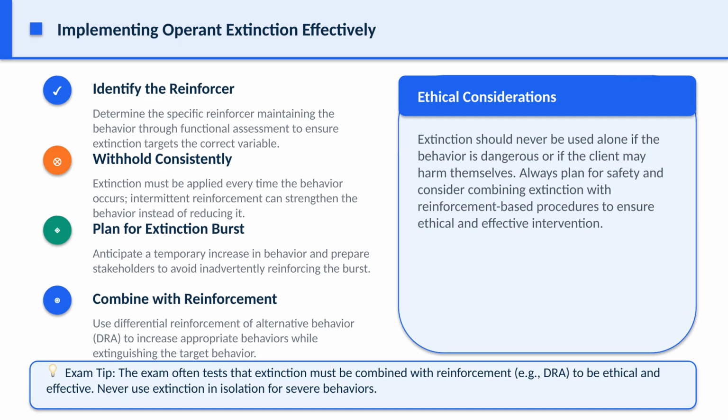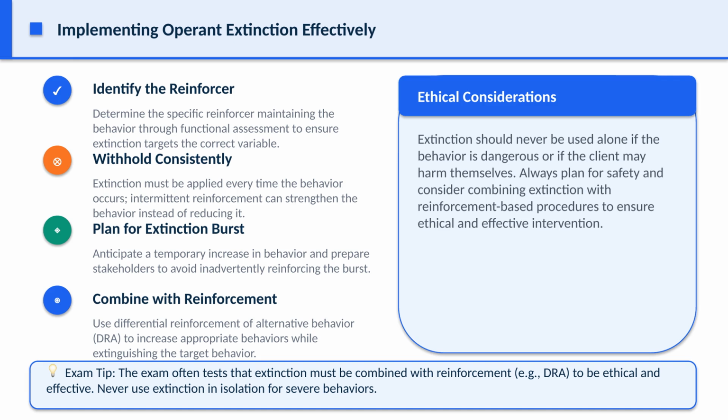To implement operant extinction effectively on the BCBA exam, you must first identify the specific reinforcer maintaining the behavior through functional assessment. Targeting the wrong variable will not reduce the behavior. Consistency is critical. Withholding that reinforcer every single time the behavior occurs prevents intermittent reinforcement, which would only strengthen the behavior instead of extinguishing it.